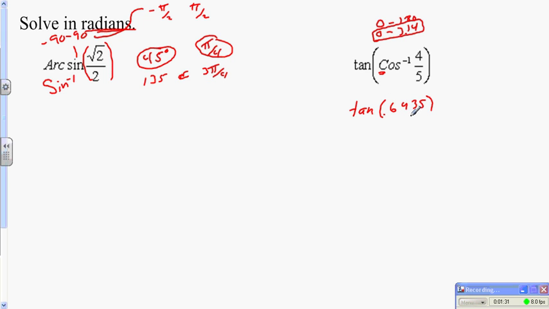Now, what is tangent of that? And again, we can just use our calculator for that. Tangent of 0.6435 is 0.75. And that is our answer.